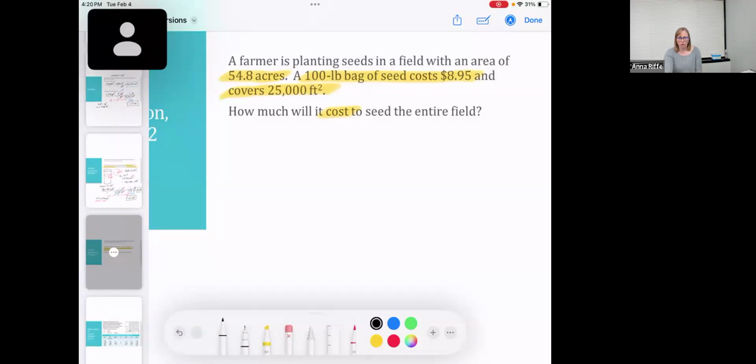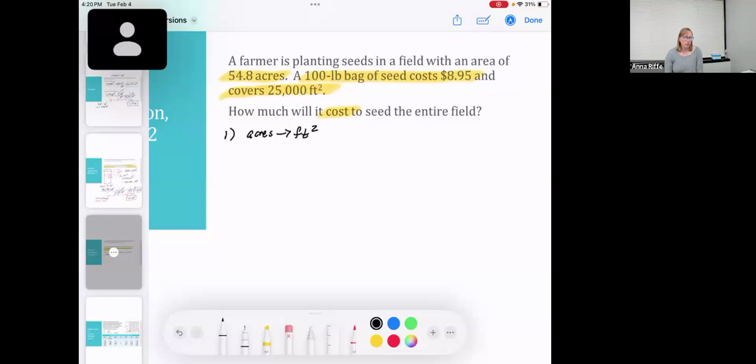Just to get everything on the same page, let's start by converting our acres to feet squared, not cubed. Cubed is later. Just to get our units the same, because I'm given the coverage in terms of square feet, and my final answer needs to be a cost. Therefore, that seems like the easiest first step for me to do.